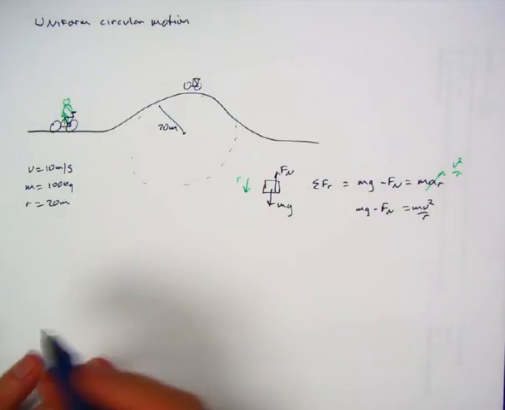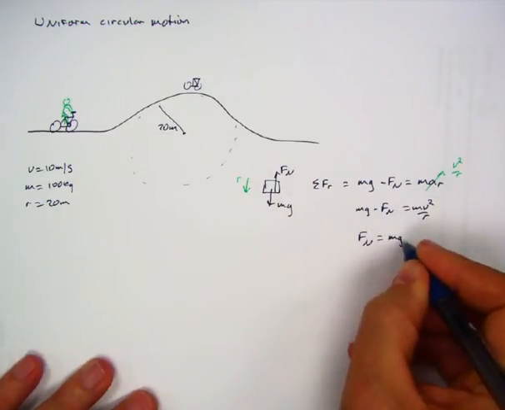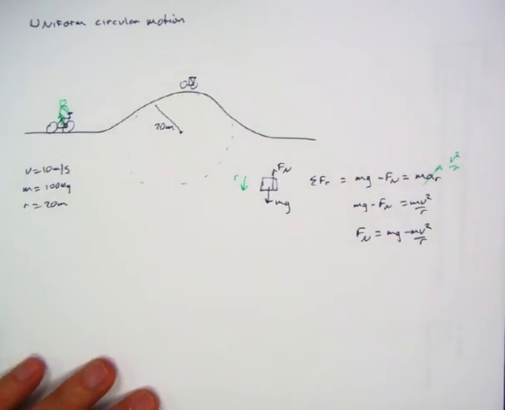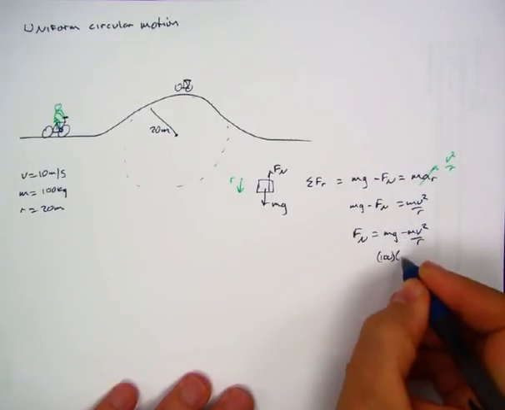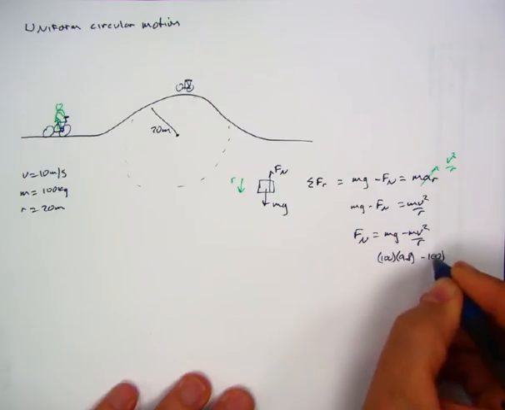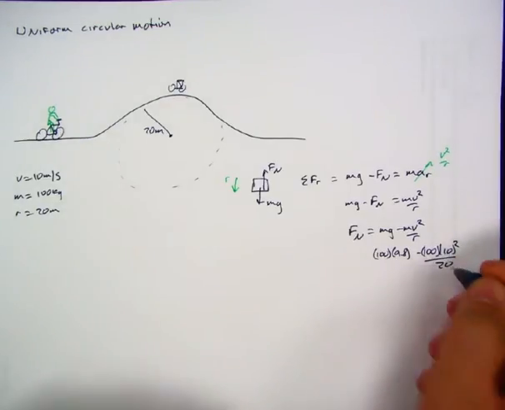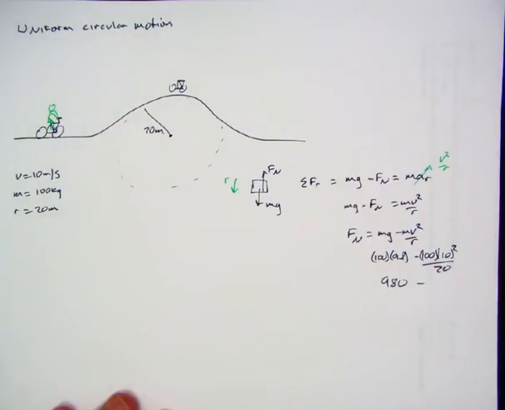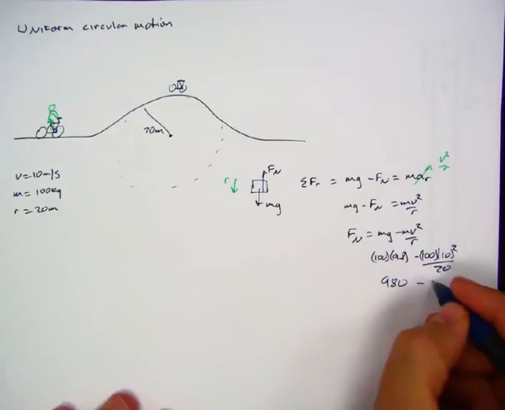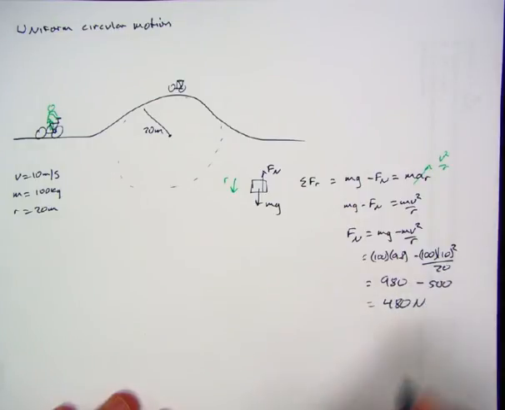If my question was, what do I feel? I'm going to say that I feel Fn is equal to mg minus mv squared over r. And now we can just plug in a few numbers and see what happens. I said my mass was 100 kilograms, times 9.8, minus 100 times velocity squared over radius. So I'm going to get 980 minus 100 times 10 squared divided by 20, minus 500. So I'm going to feel 480 newtons worth of force.